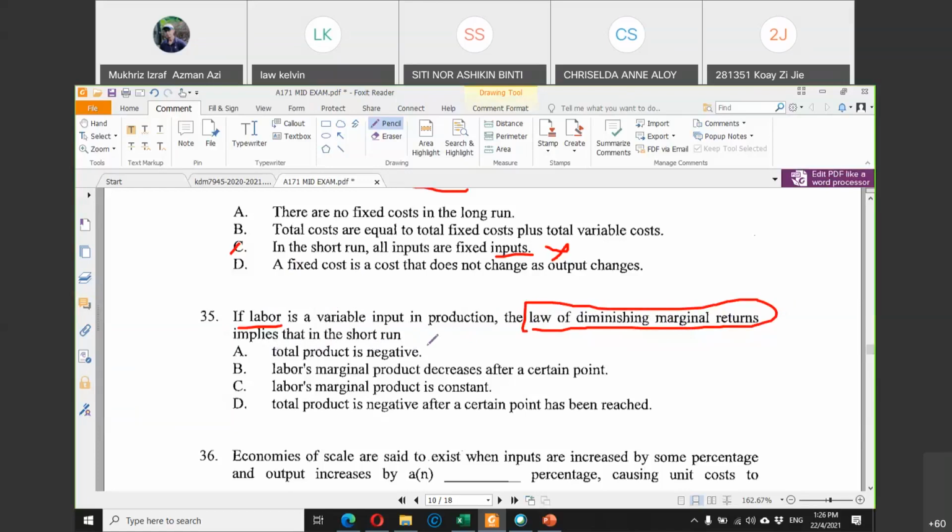A, total product is negative, so this is not it, because diminishing marginal return refers to a marginal concept, so it should be either B or C. It cannot be A or D, because A and D are about total product. If you want to determine when marginal return diminishes, you need to look at the marginal product. So either B or C. Marginal product is constant, which is incorrect. It should be decreasing after a certain point. Usually we expect that it will increase, then it will decline. The part where it declines is what we call diminishing marginal return. It increases first and then it goes down. So the answer will be B.